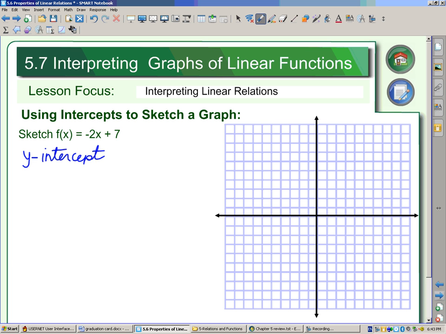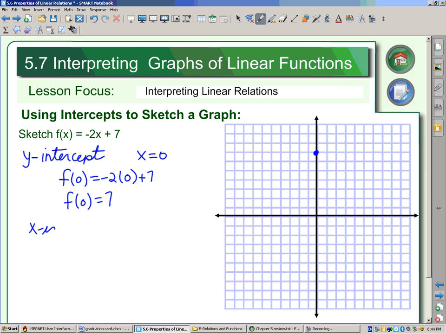When we do any type of a function, this would be the easiest one to do. My y-intercept, I know that x is equal to 0. So what I'm finding is f of 0, and so my y-intercept is 7. Okay, so we'll plot that. It's the point on my y-axis.